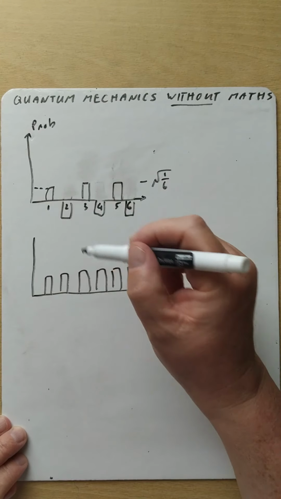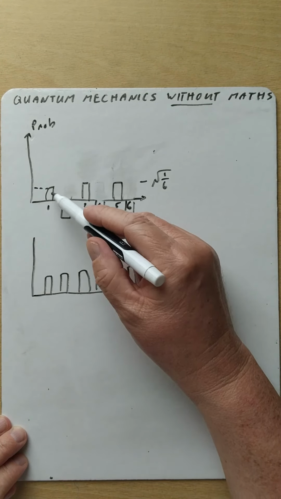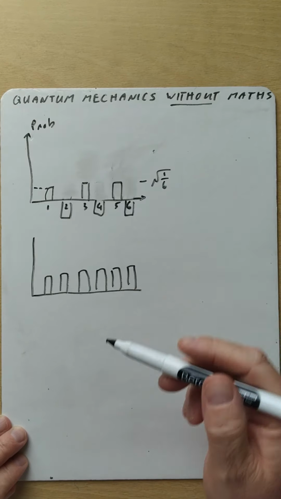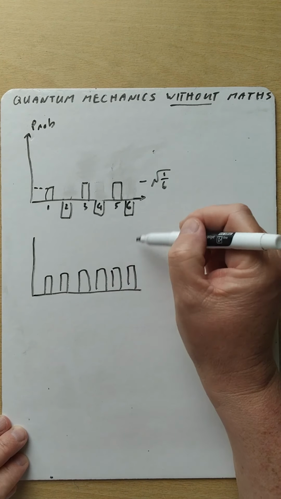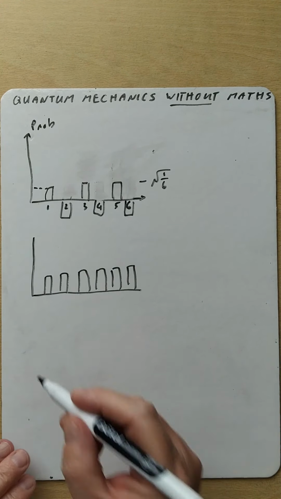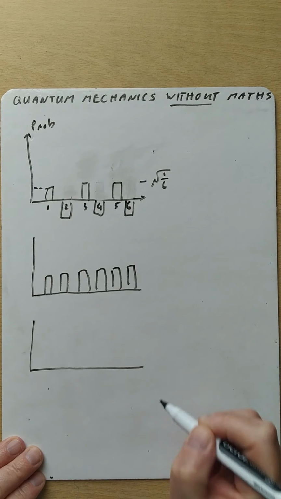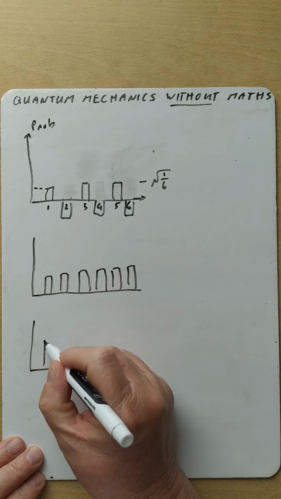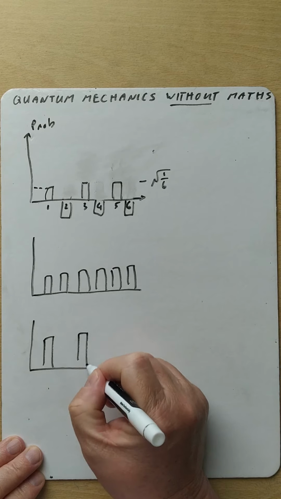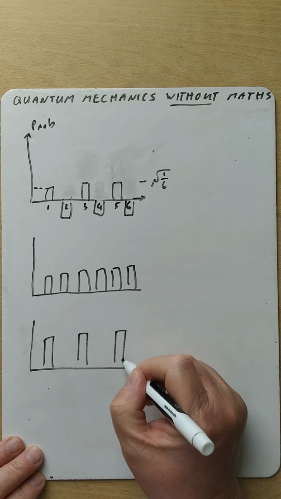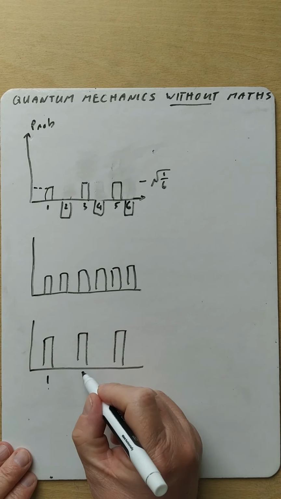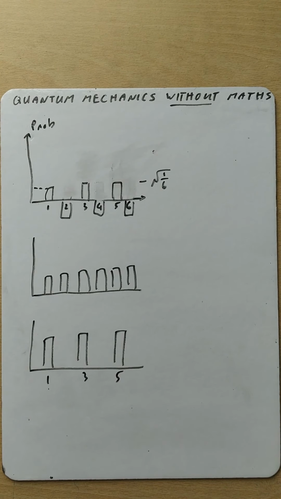So you could add these wave functions where the odd numbers would reinforce each other and the even numbers would cancel each other, and you would actually end up with a wave function which only had odd numbers. This is an example of quantum interference.